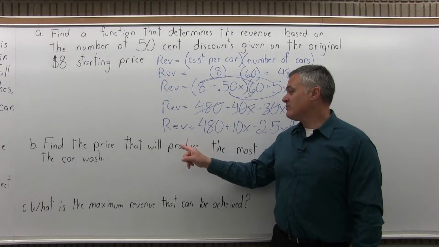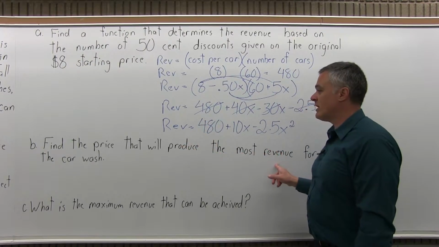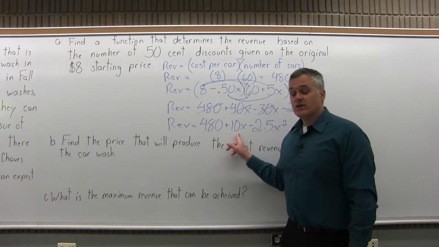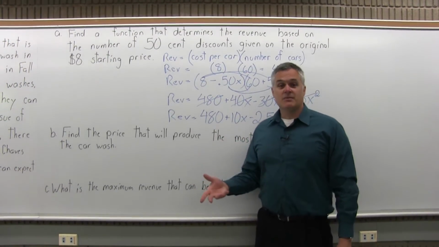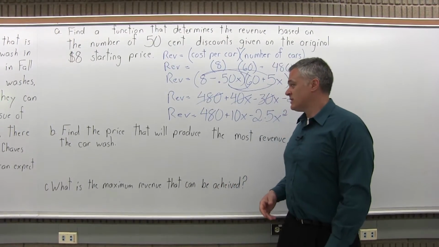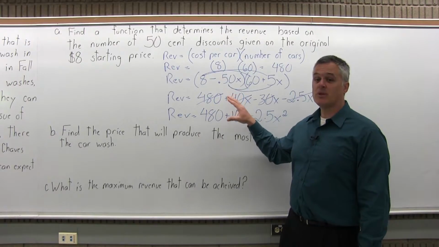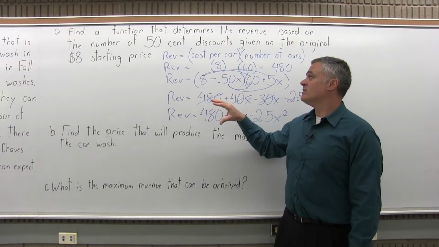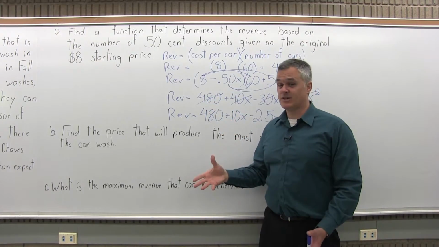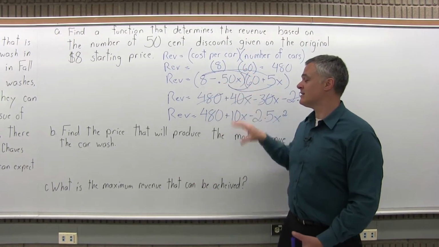B says, find the price that will produce the most revenue for the car wash. So I have my revenue function from part A. We want to maximize it. So we're going to take the derivative, set it equal to 0, solve for x like we did with some of the other functions. What's different from this problem and the previous problems is that up until now, they just gave us the function. Now we have to make it, and this is how we did it.